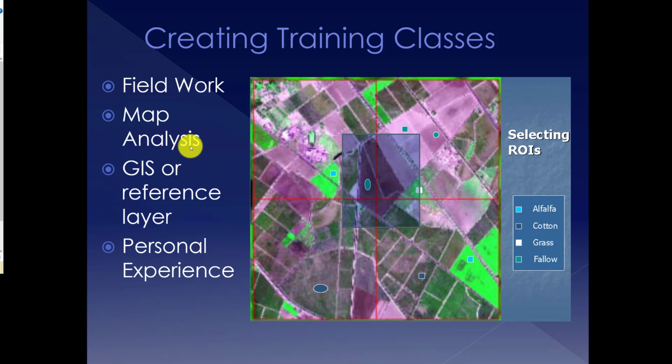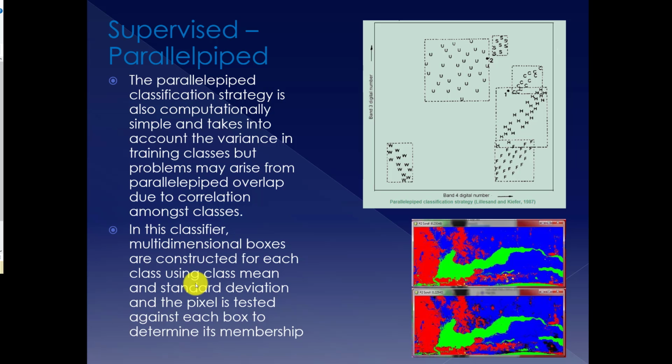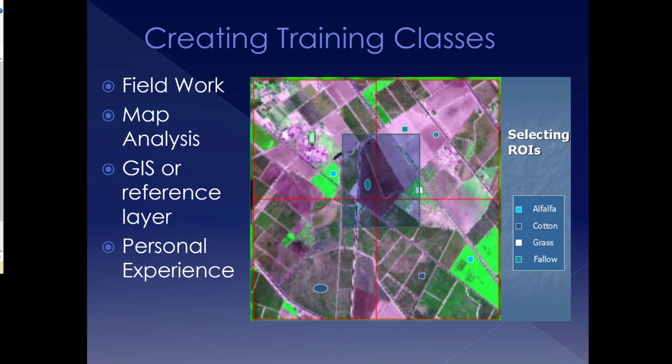Looking at maps, if we have knowledge of what those fields will look like from a satellite image, we can classify them as alfalfa, cotton, grass, or fallow. We can use a known GIS or reference layer, oftentimes, especially with wild areas and wild classification, there are already reference layers that exist, and that's where I'm going to show you an example of a project I worked on. And then personal experience, you may know your study area. All right, pardon me for a moment. I'm going to back up, and I'm going to shift gears.